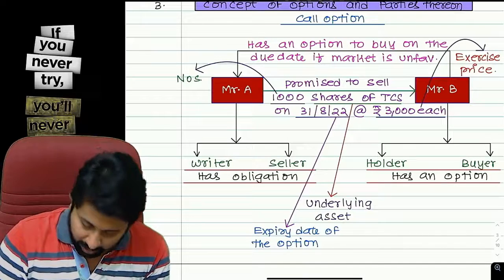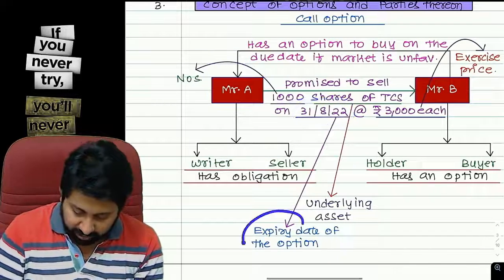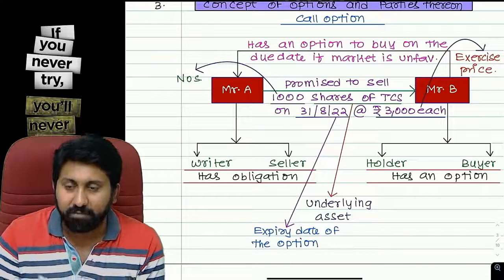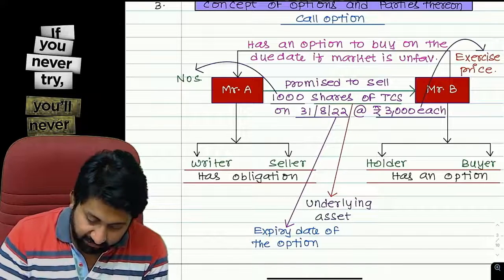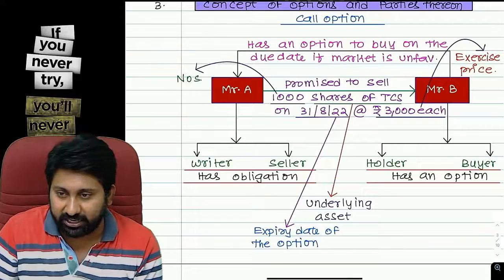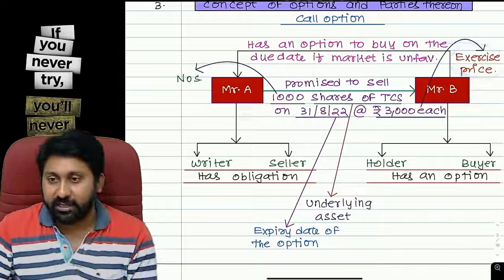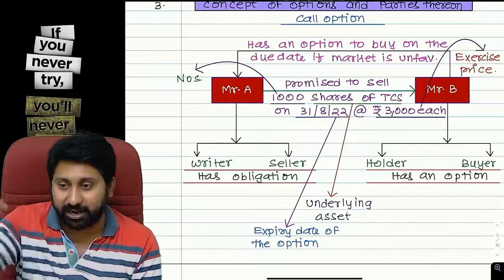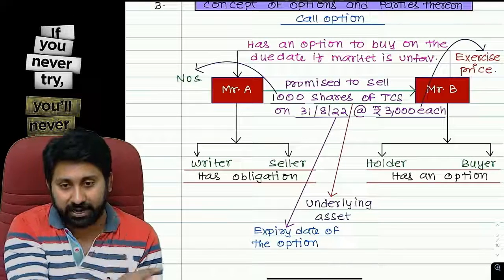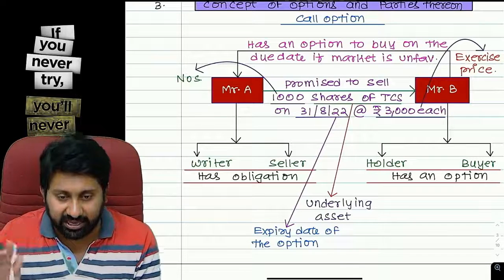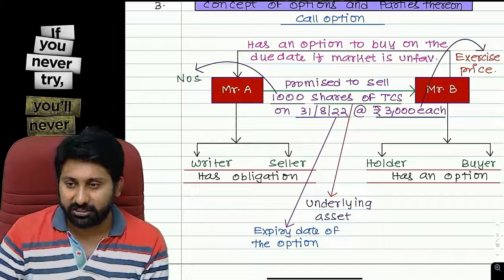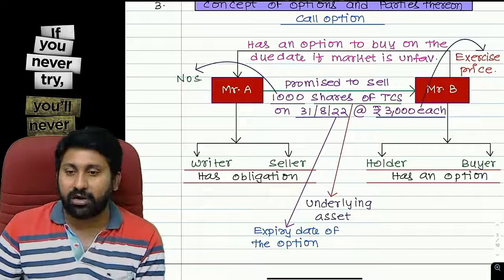1000 shares. 31/8/2022 is called the expiry date, also the maturity date. Shares of TCS is the underlying asset. 3000 is called the exercise price. That means if you want, you can exercise the option and buy at that price. It is also called the strike price. How this strike price works, I will also tell.